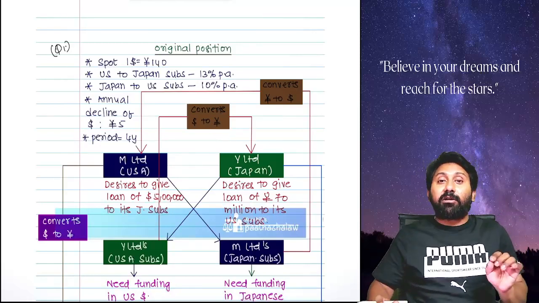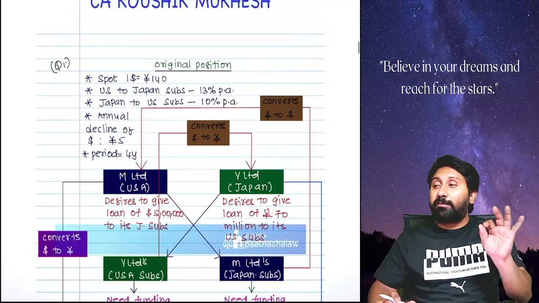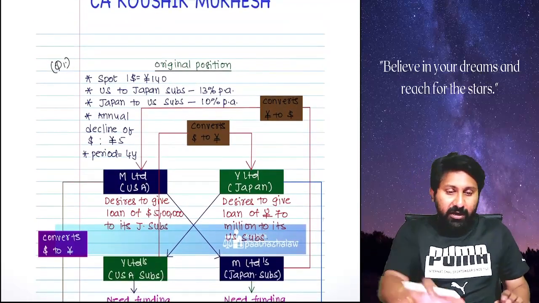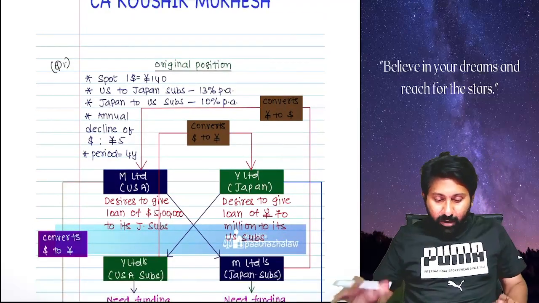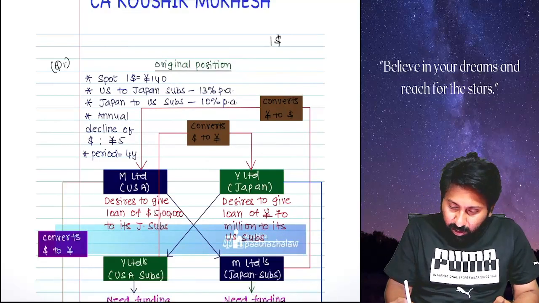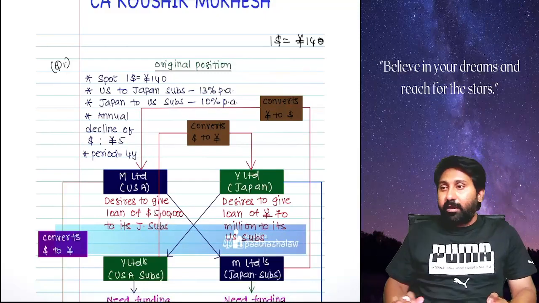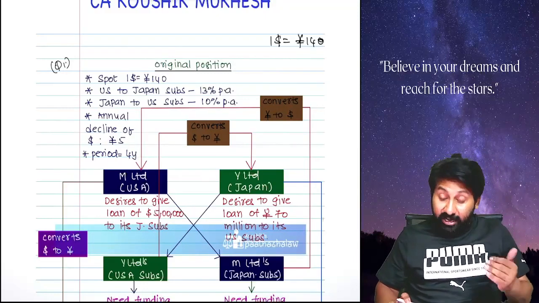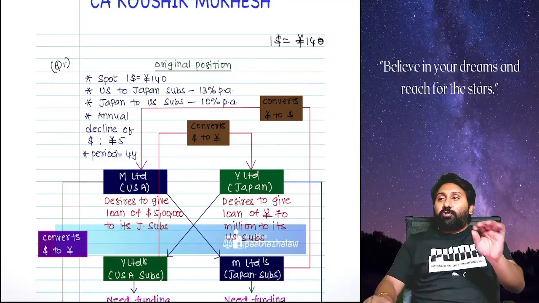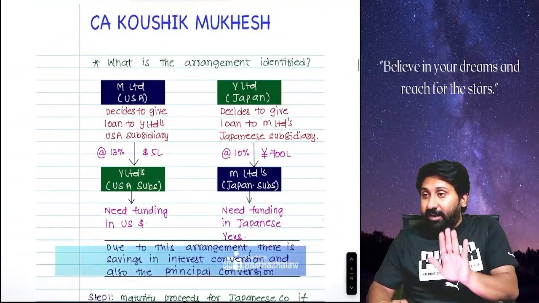What is the name of the concept? Parallel loans. What is the parallel loan? But some observations before we start. Now see here. What is this spot rate for a dollar? $1 equal to 140 yens. Now the question arises. Observations required here. This is very important.